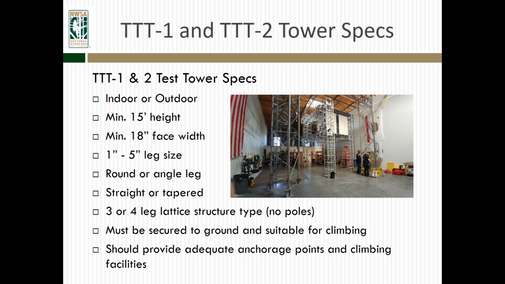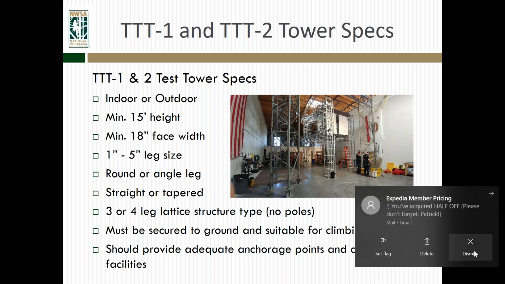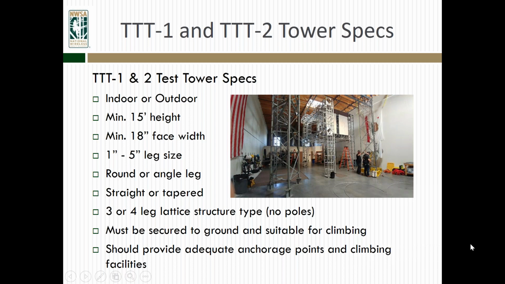That's just the shortest tower we can allow to allow for enough headroom for the two-part hoisting systems, the SRDs, all the devices. So minimum 15 feet, although 20 feet is recommended. It tends to make things a little bit easier. A minimum 18-inch face width. So from outside to outside of the legs, it should be at least 18 inches wide.